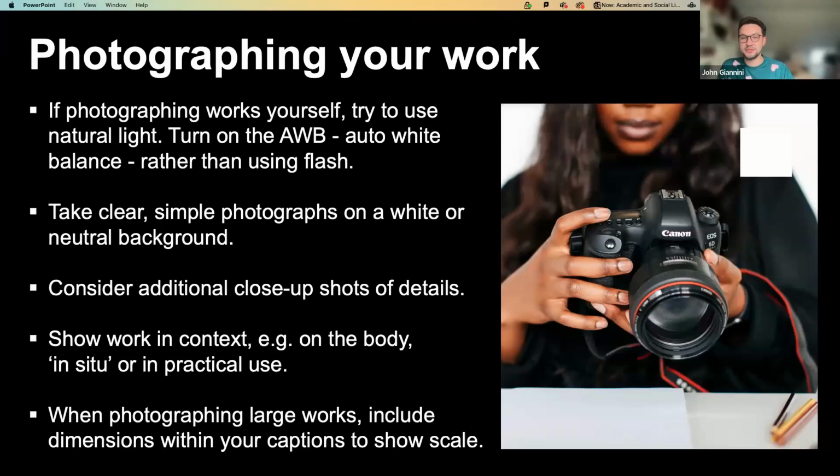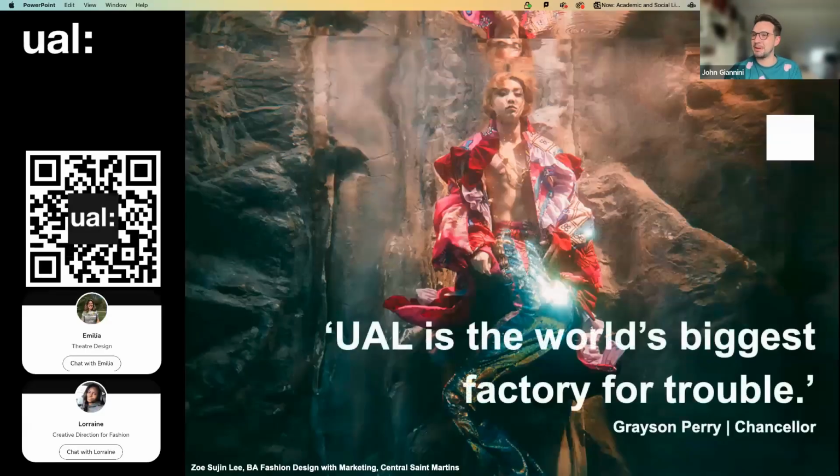Consider additional close-up shots of details. I can't recommend that enough. If there's a particular use of texture that the student wants to show off, just having a picture that really shows that close up will really draw the academic in and make them ask more questions. Similar to what I said before, you want to show the work in context or in practical use. And when photographing large works, include dimensions within your captions to show scale. So if you can't get an actual person in there, just write down what the dimensions are so that the academic can see how big or small that work is intended to be.